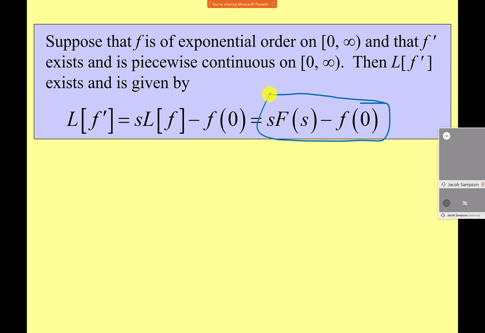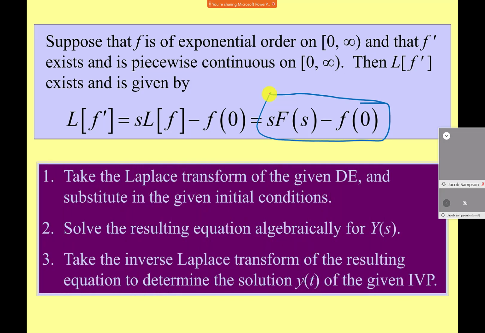So now let's see this in action with the differential equation, and that'll make some sense. So basically this is what we're going to be doing. We're going to take the Laplace transform of the differential equation that we want to solve, and we'll substitute in the initial conditions, because right here we already have that it needs an initial condition on it. We're going to see second order and higher in a few minutes, but this will be our steps.